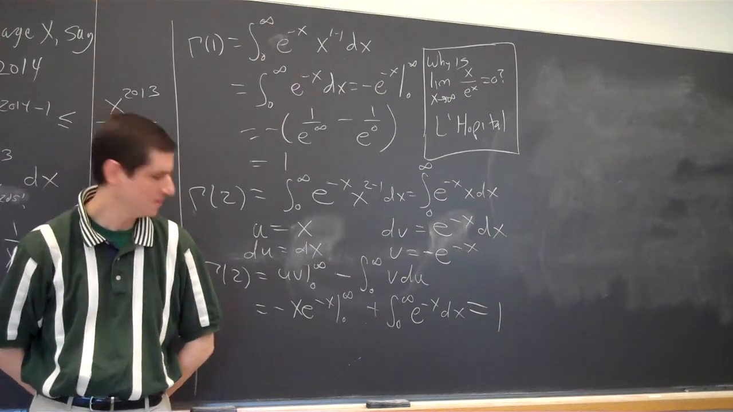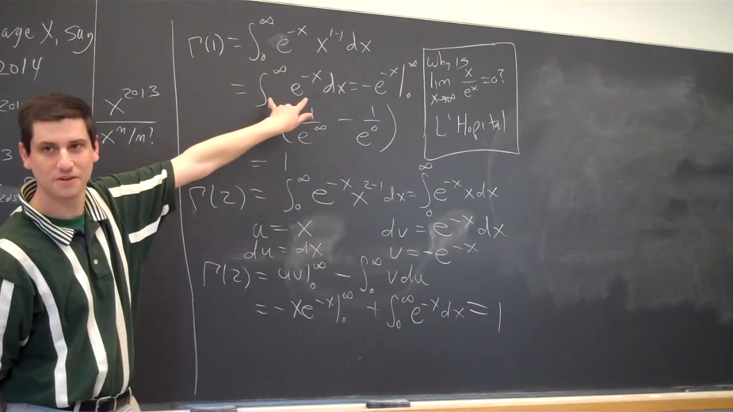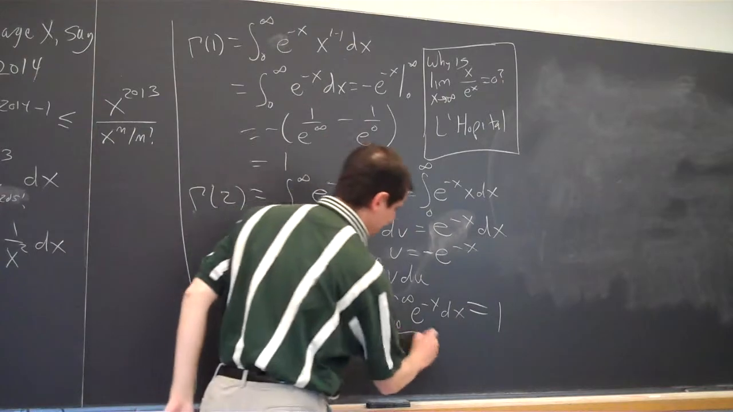Sorry, what was the second step we just did? This one over here. This is the calculation we've already done earlier. Okay. So we did this above.